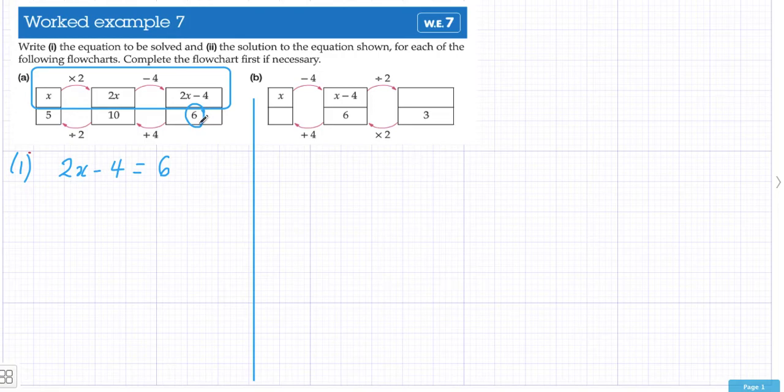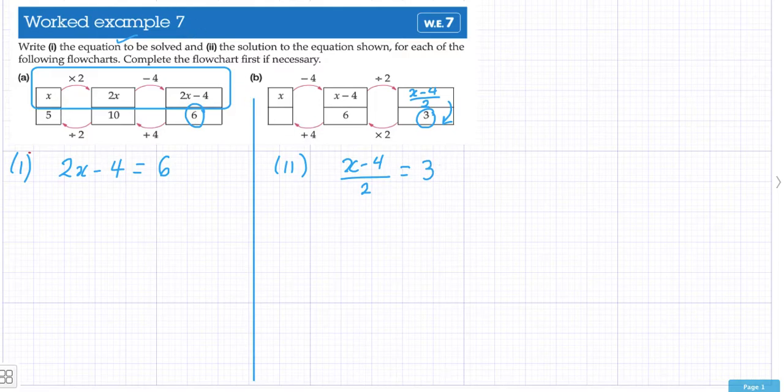I'm actually going to do this one as well. We're just doing find the equation first. So we've got x minus 4 becomes x minus 4. And then this is a little divided by 2. So this is x minus 4 divided by 2. So that means that our equation would be x minus 4 divided by 2 equals the number underneath. So this number here equals 3. That's the equation.